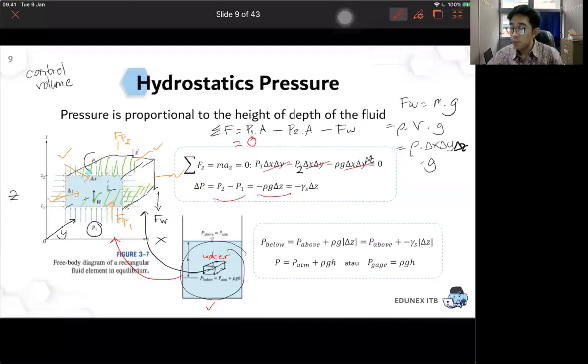So the pressure difference between the top of the control volume and the bottom of the control volume is linear, the same as density times gravity times the thickness of the control volume, or the depth, the height of the control volume. So the pressure at the top minus the pressure at the bottom equals fluid density times gravity times the thickness of the control volume, which indicates the depth of the fluid. Minus means if you go up, the pressure will be lower. If you go down, then the pressure will be higher.